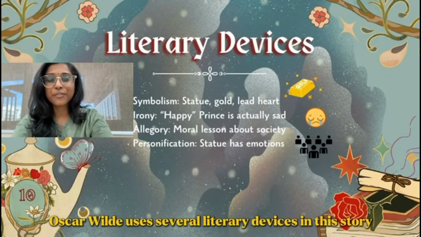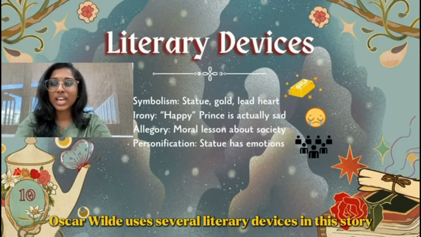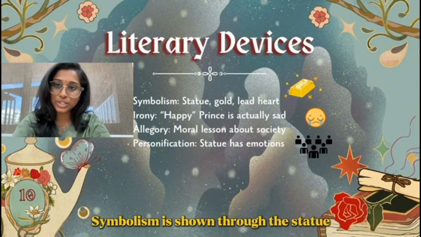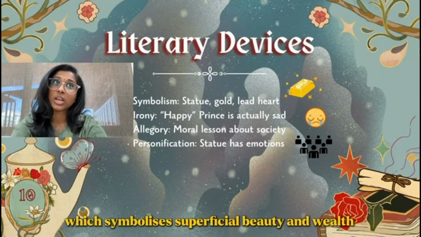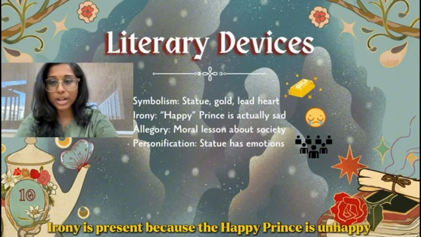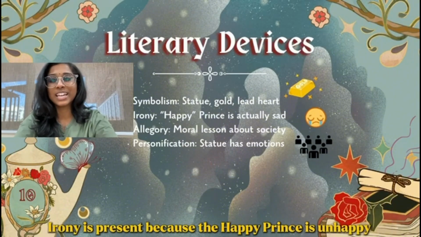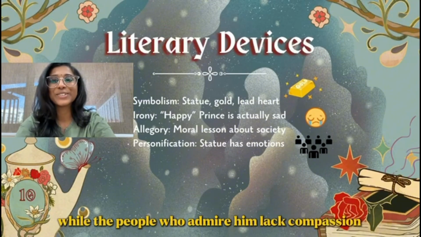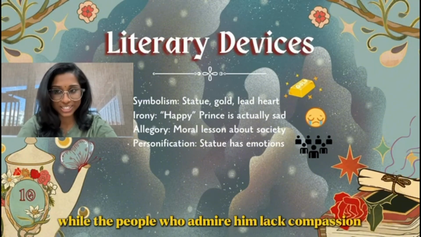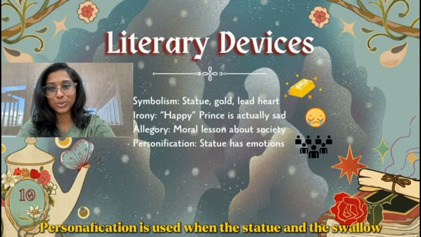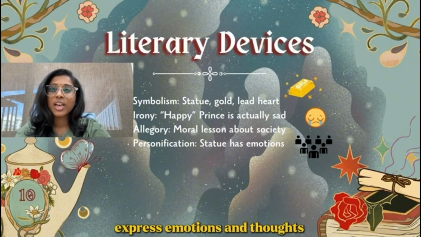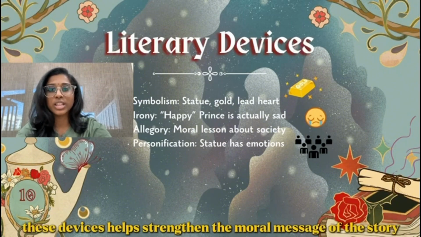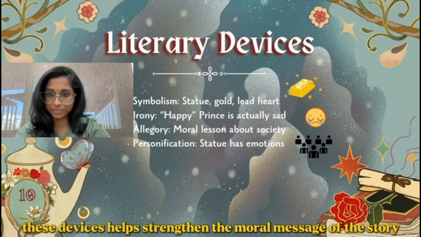Oscar Wilde uses several literary devices in this story. Symbolism is shown through the statue, which symbolizes superficial beauty and wealth, while irony is present because the prince is unhappy, while the people who admire him lack compassion. Personification is used when the statue and the swallow express emotions and thoughts. These devices help strengthen the moral message of the story.